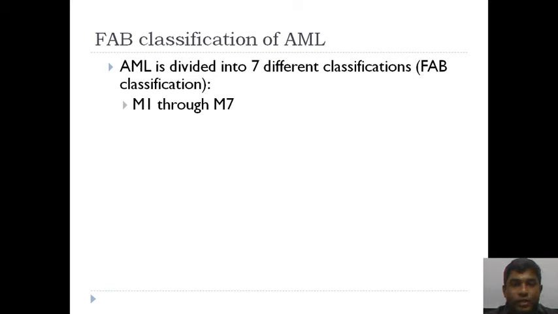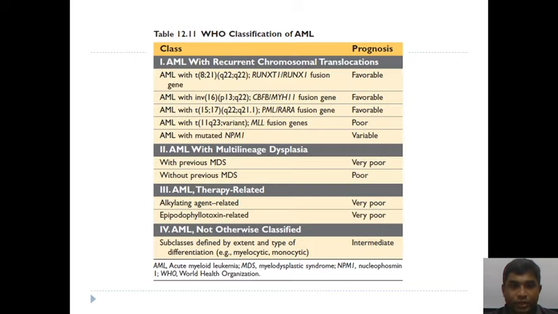Till recently, the most commonly used classification was the FAB classification, which is the French-American-British classification. It is an older classification but still holds good in present times because it is simpler and takes into account mainly the morphology and cytochemistry of these blasts. There are 7 different types, so the classification ranges from M0 to M7. We'll go through each of these categories in a bit.